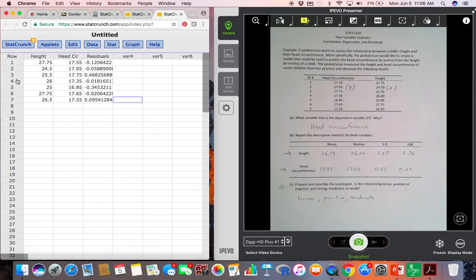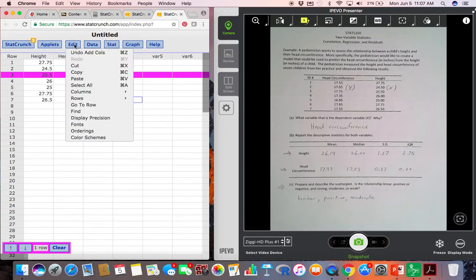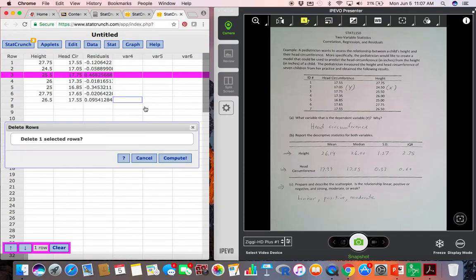Let's come in and take that kid out. To do that, we know by now we go to Data, and we go to... what do we go to? Go to Edit, I'm sorry. We go to Edit, we go to Row, and we want to delete. I want to delete the selected row.